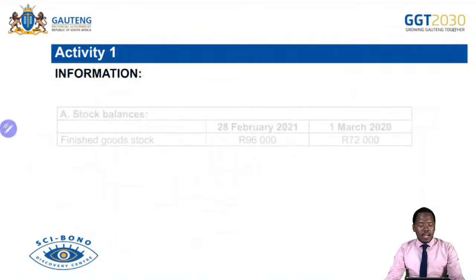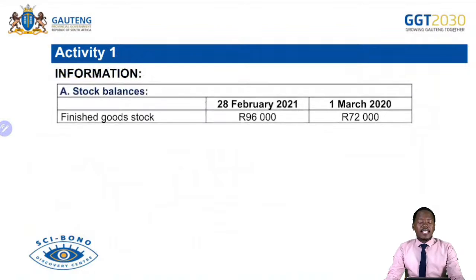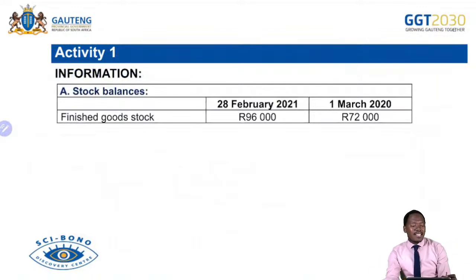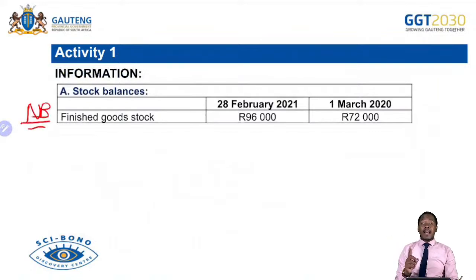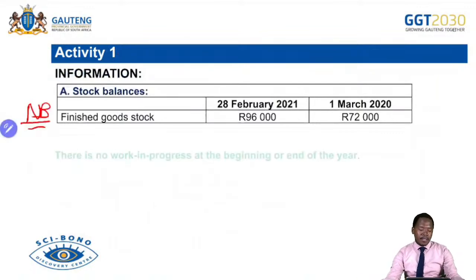Right, we're given our information here about stock balances, finished goods stock. There's a reason why we are giving this, grade 12. Please be careful of that. This item is very useful. Remember, these 2 balances will be very useful. Do not ignore them on the paper. If you see those items, you may need them to get some other items.